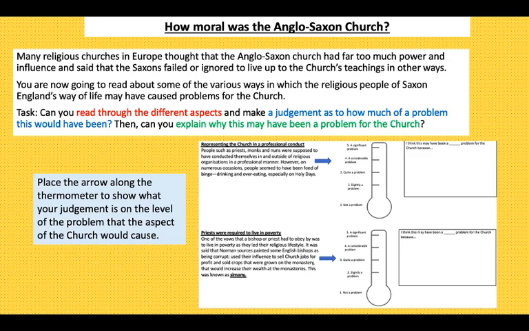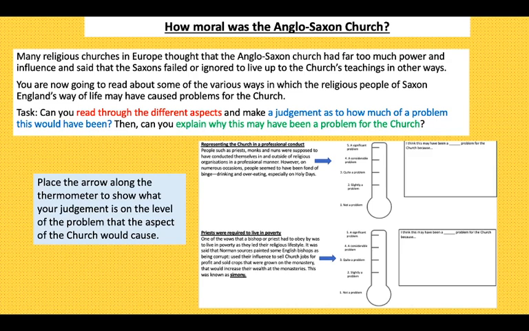Okay, so here is your main task for this lesson. So many religious churches in Europe thought that the Anglo-Saxon Church had far too much power and influence, and they said that the Saxons failed or ignored to live up to the church's teachings in other ways. So you're now going to read about some of the various ways in which the religious people of Saxon England's way of life may have caused problems for the church.